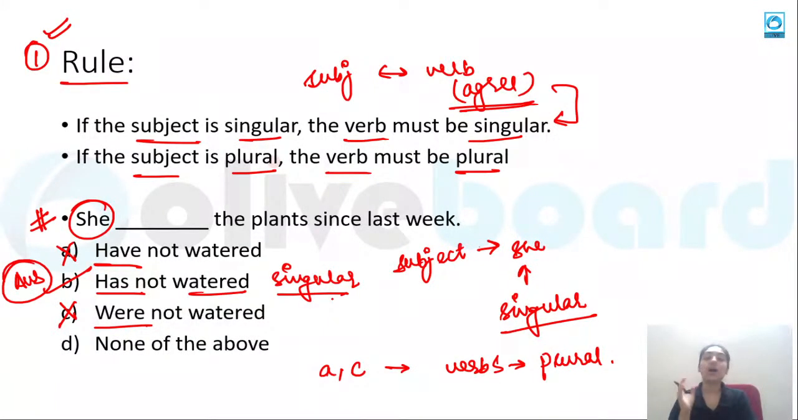So try to understand this rule very carefully. This is the basic rule of subject verb agreement. I have tried to explain it to you in two different ways. If you have any doubts so far, you can ask your doubts. If not, we will move ahead and we'll look at the next rule. If not, just write clear in the chat box.